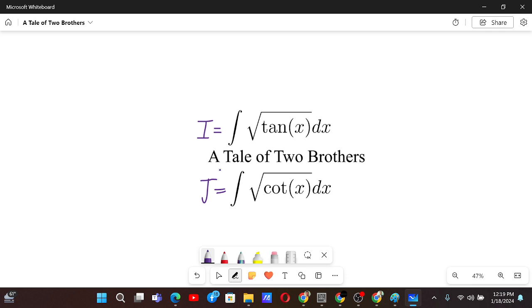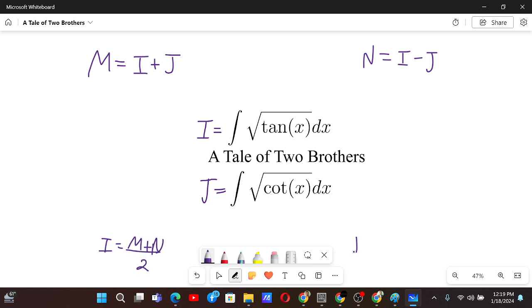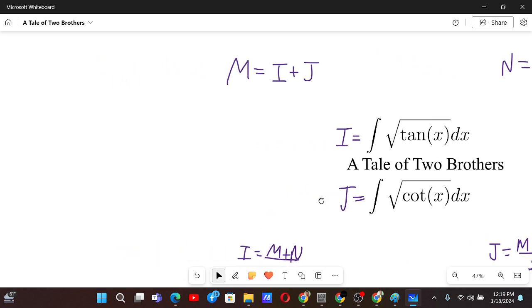Now, for solving these two integrals, it's easier if we try to integrate their sum and their difference. It will be easier to integrate these two things, and later on after we solve for m and n, we can find I by doing (m plus n) by 2 and J by (m minus n) by 2. So this is the technique that we will use. Now let's begin. Let's integrate I plus J.